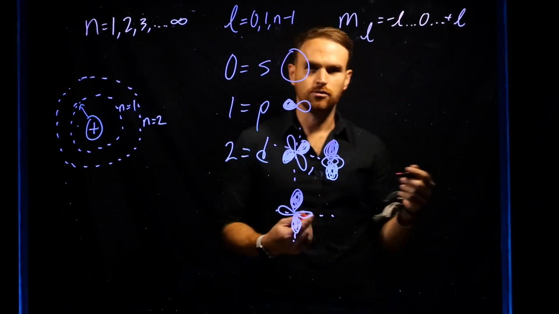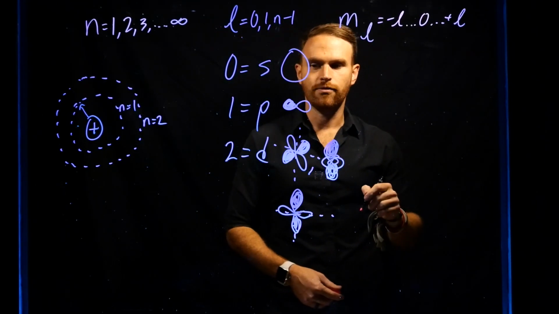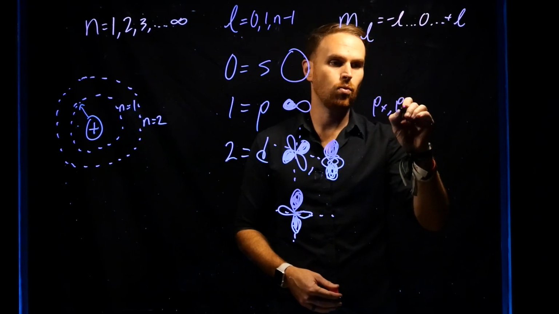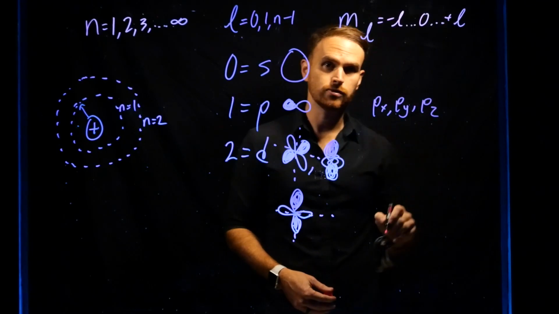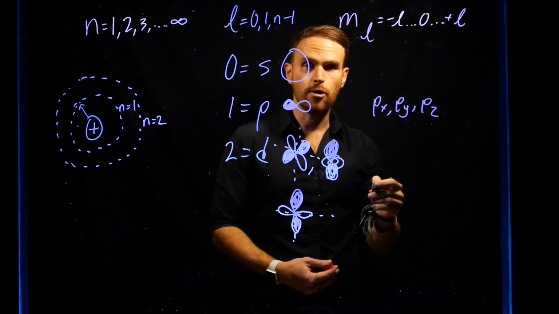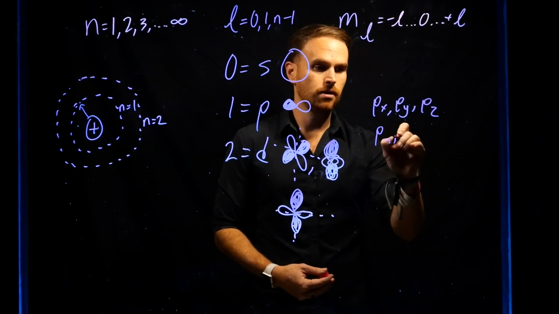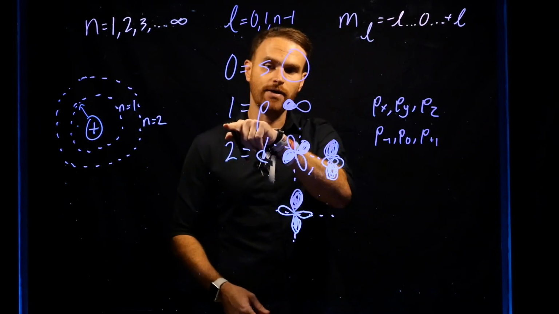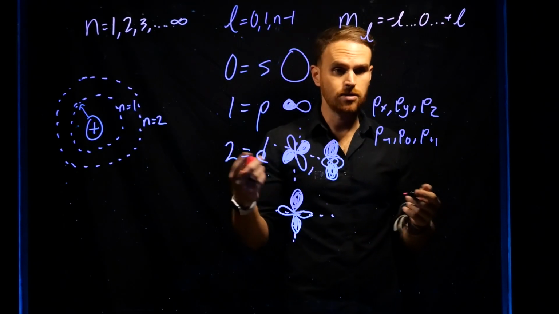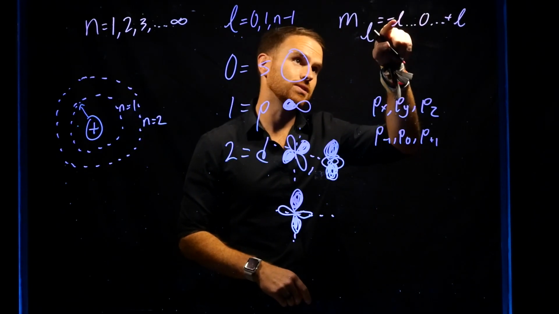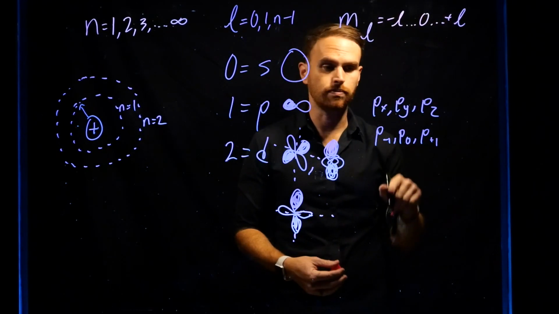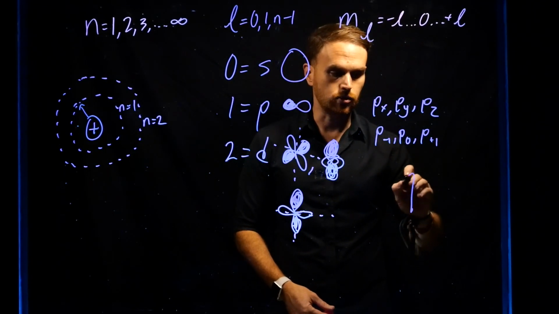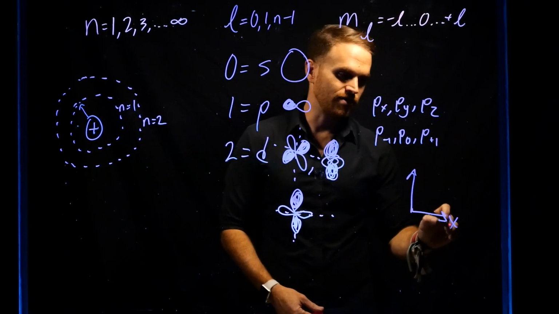And then m sub l tells you the direction. You likely have heard of m sub l values as the px, py, and pz orbitals. But in fact, these actually have numerical values of p negative 1, p0, and p positive 1. Again, if l is equal to 1, that's a p orbital, and your m sub l is negative l to positive l, which in this case would be negative 1 to 0 to positive 1.